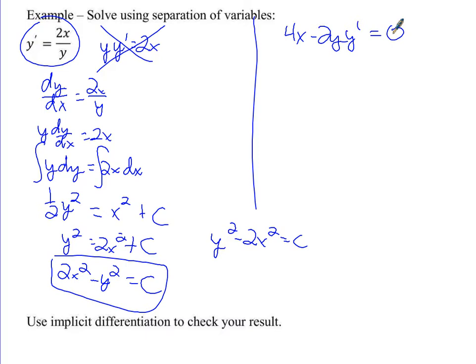How about I divide everything by 2? And now I have 2x minus y y prime equals 0. Move the negative y y prime over and then reverse it. y y prime equals 2x. Divide by y: y prime equals 2x over y, which is what we started with. So we do have the correct answer here, and this is an appropriate method for solving a differential equation like this.